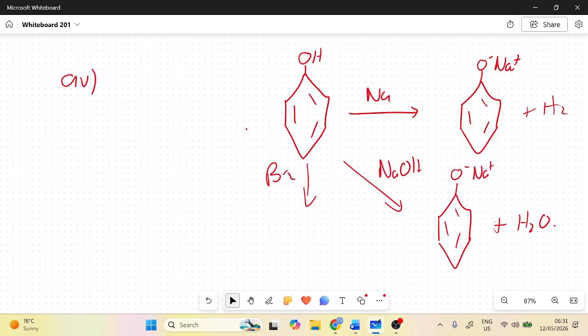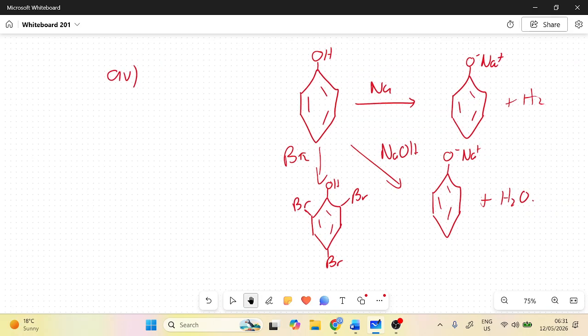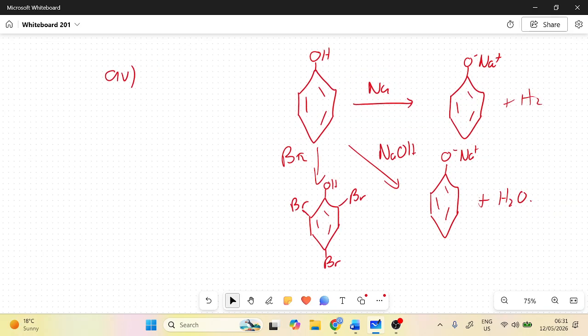Bromine water, without actually having a catalyst, you will get all the brominations. This will form the tribromophenol, and it will happen without the need of a catalyst. It's because the phenyl group, the OH, is especially activating.